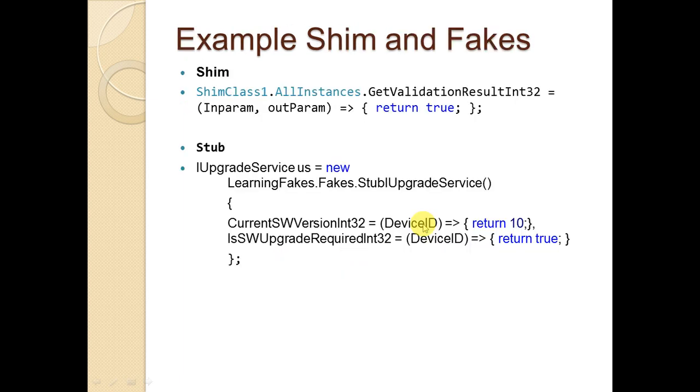Okay, let's look at a small example of how shim and stub code will look. Shim: this is the actual class name, shim, then all instances, followed by the method name GetValidationResult of parameter type Int32, and it returns the value. It works the same way for a stub. One thumb rule of a stub is that we need to have an interface.